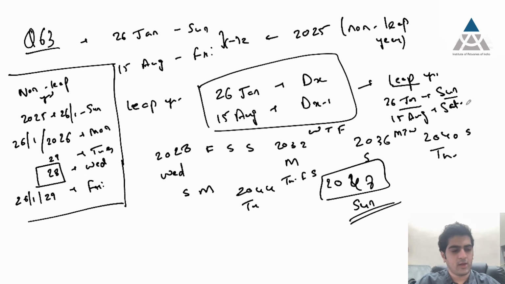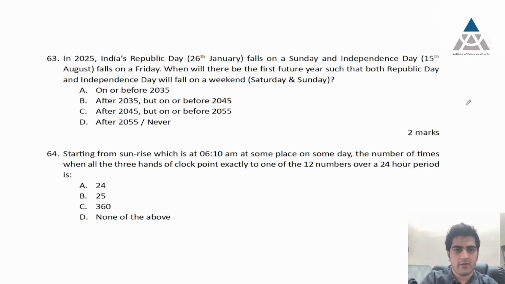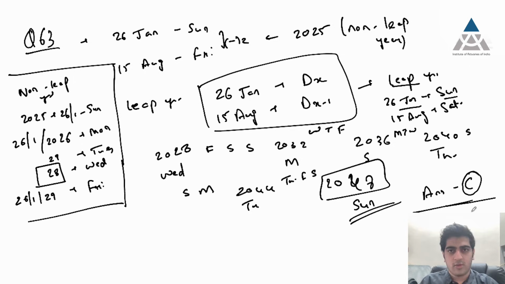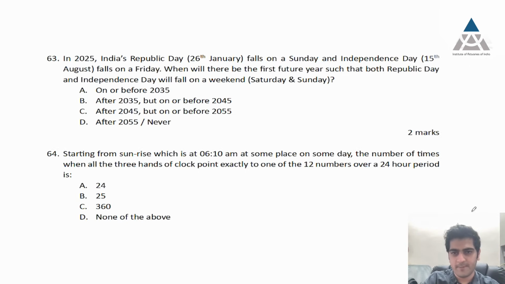And accordingly, your final answer here is 2048, which means your answer is after 2045 but on or before 2055. So here the answer is C. So quite important, quite interesting type of questions. Once you know the logic, quite easily doable. Otherwise, it may get very difficult in exam. Okay. So that was question 63, a relatively difficult one.